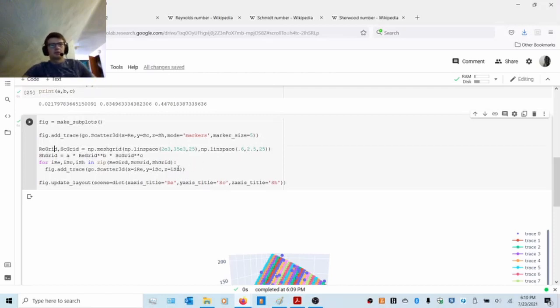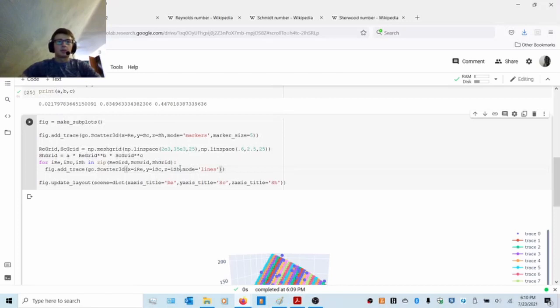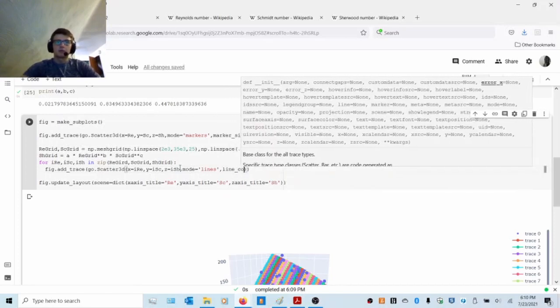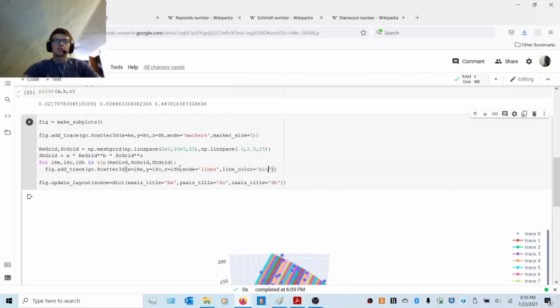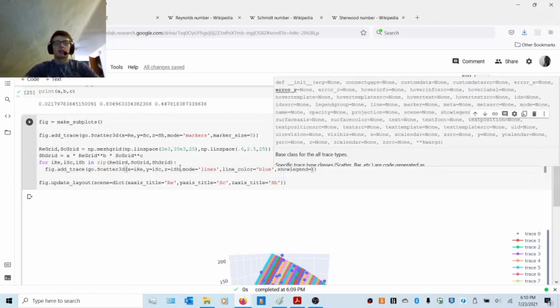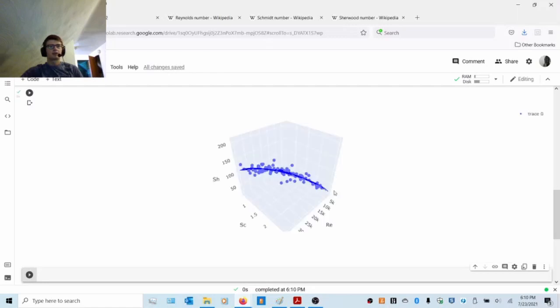First off, similarly to how we set the mode to markers before, let's set the mode to lines this time. So the mode is equal to lines, and we'll set the line color to blue. I like blue. It should fit pretty well with the off blue that is the default color. And the last thing we need to do is get rid of that legend. So we're going to do showlegend, and that's going to equal false. So we run that, and let's see what we get. It's running.